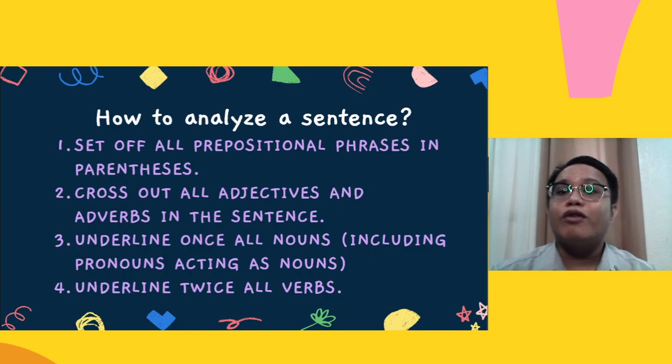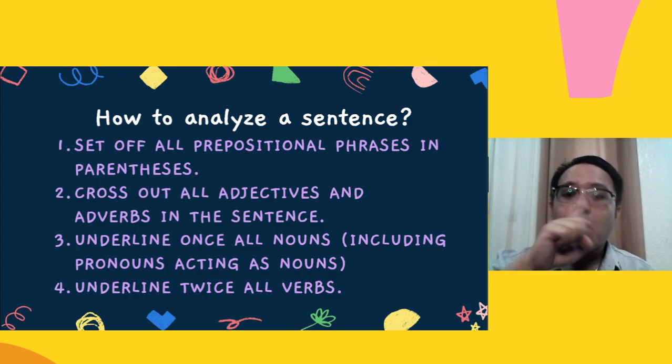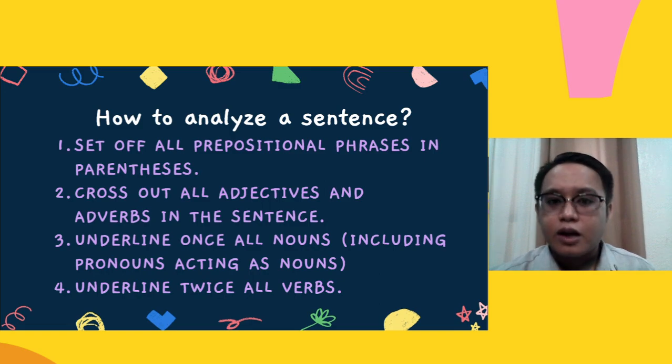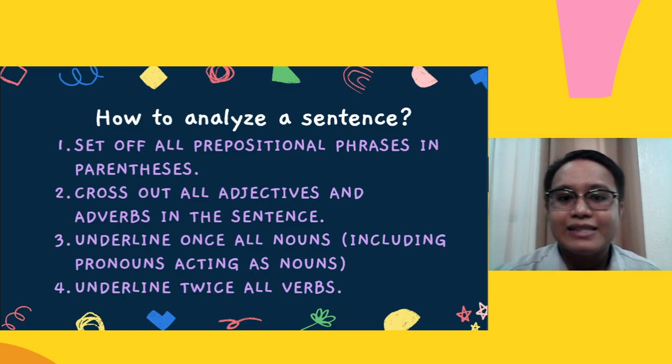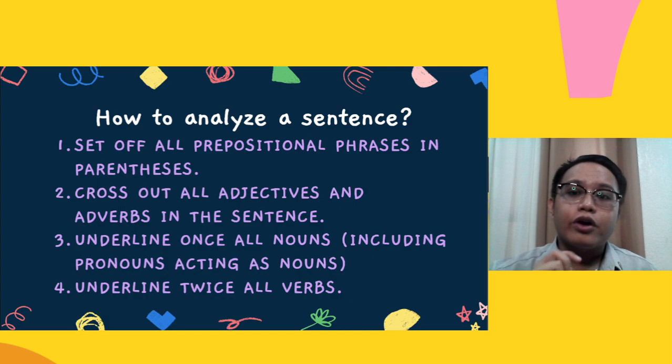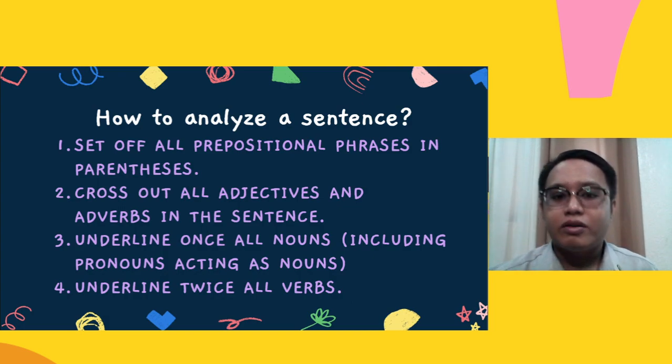Number 1, set off all prepositional phrases in parentheses. Number 2, cross out all adjectives and adverbs in the sentence. Number 3, underline once all nouns, including pronouns acting as nouns. And number 4, underline twice all verbs. So, are you ready? Let's go.